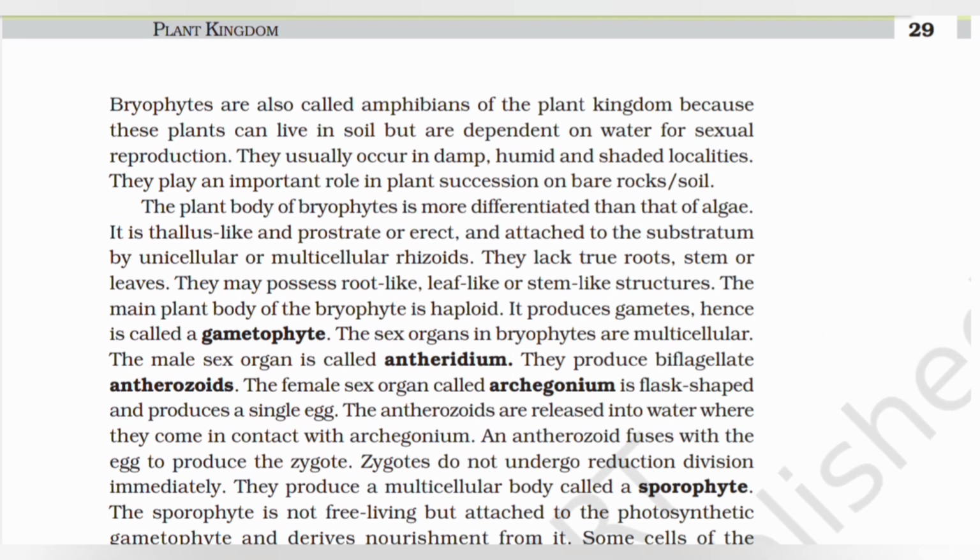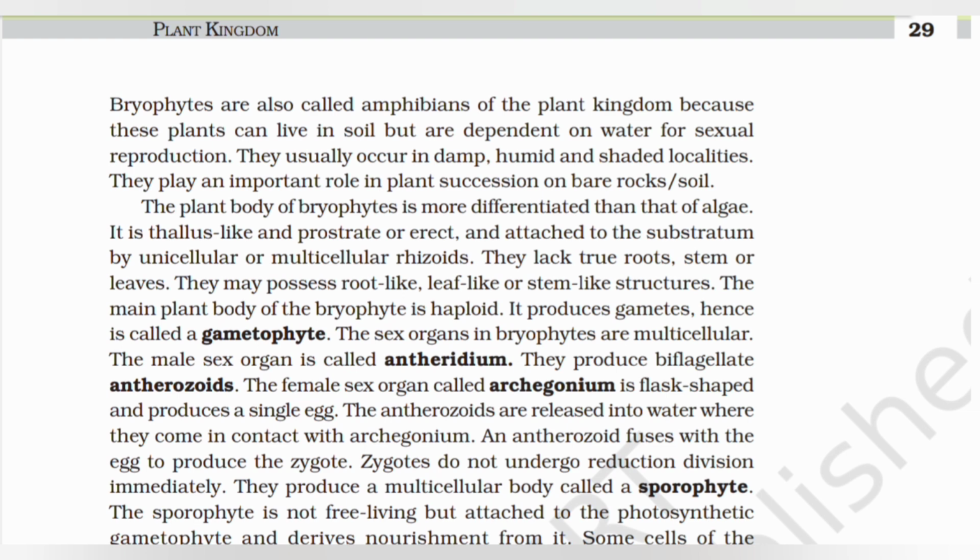Bryophytes are also called amphibians of the plant kingdom because these plants can live in soil but are dependent on water for sexual reproduction. They usually occur in damp, humid and shaded localities. They play an important role in plant succession on barren rock or soil. The plant body of bryophytes is more differentiated than that of algae. It is thallus-like and prostrate or erect and attached to the substratum by unicellular or multicellular rhizoids. They lack true roots, stem or leaves. They may possess root-like, leaf-like or stem-like structures.